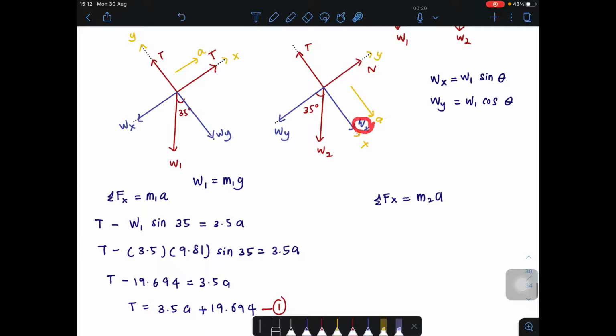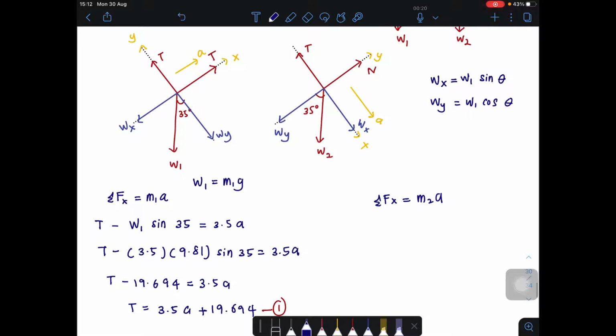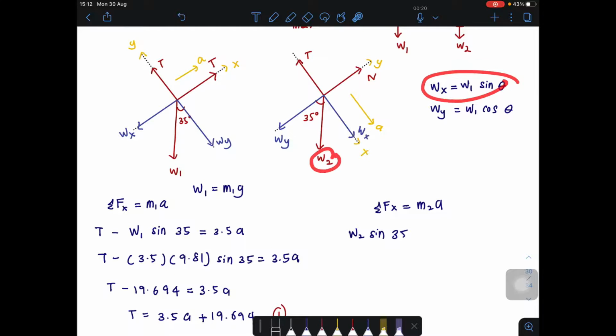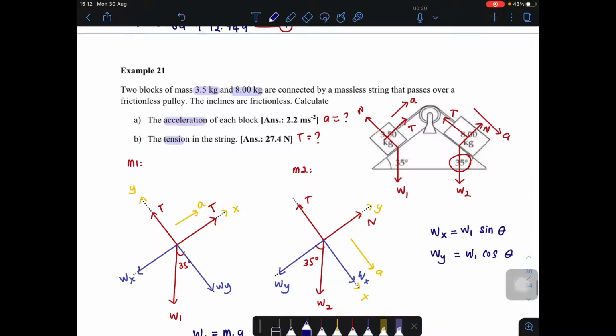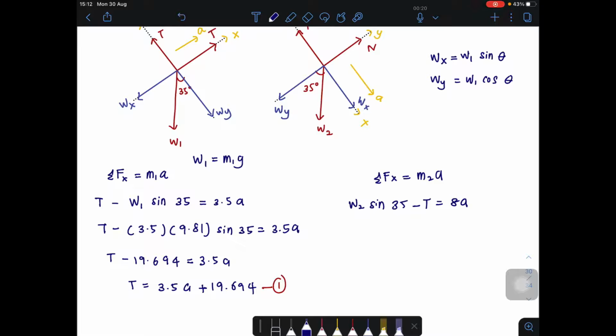Okay, so Wx follows the acceleration. So Wx will be positive, T will be negative. So for Wx, we directly put in W2 sin 35. It's the same as before, except now we are using W2, so you change it to W2 minus T equal to M2 times a. What's the mass? 8a. So for W2 you can put in 8 times 9.81. Okay, W2 is equal to M2 g sin 35 minus T equals 8a.